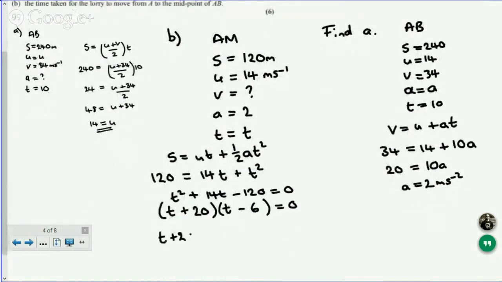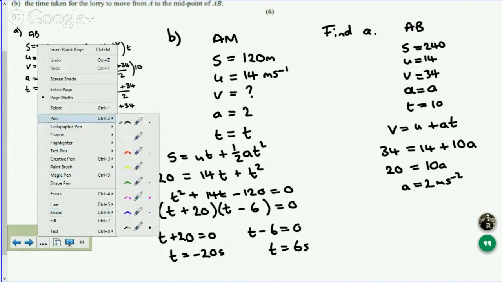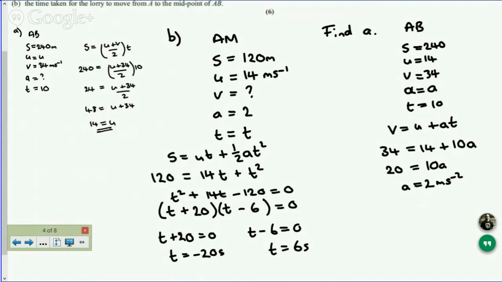T plus 20 could be equal to 0 because these two things are being multiplied together to give 0. Or T minus 6 could be 0. So we've got a time of 6 seconds or a time of negative 20 seconds. Hopefully it won't take you long to realize that there's only one viable answer for that, and you're not going to have it 20 seconds in the past. So t equals 6 is our answer.